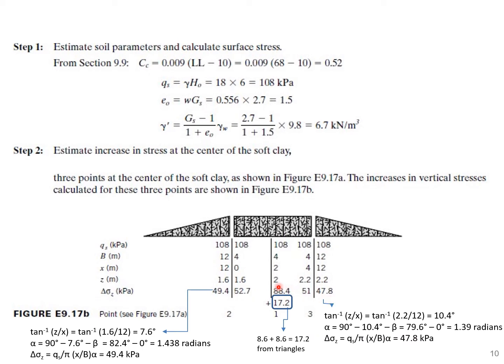But here if you just look at the center, 88.2, 88.4 is just because of this rectangular loading. But obviously you are having the effect of this triangle and this triangle, so that is 17.2, that is 8.6 from this triangle and 8.6 from this triangle, and in this way it is coming 17.2. So over here it is totally 88.4 plus 17.2.